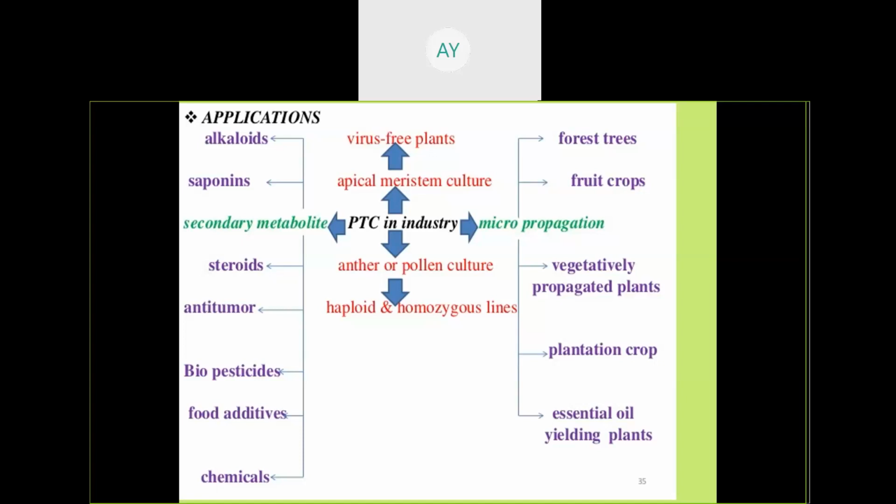प्रोडक्ट्स एम्ब्रियो रेस्क्यू, एक होता है एम्ब्रियो रेस्क्यू। व्हाट इज एम्ब्रियो रेस्क्यू, किसी को पता है?